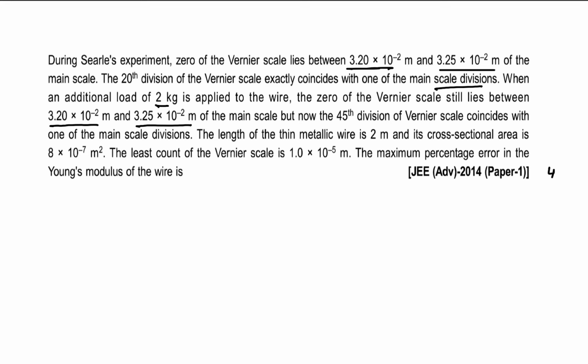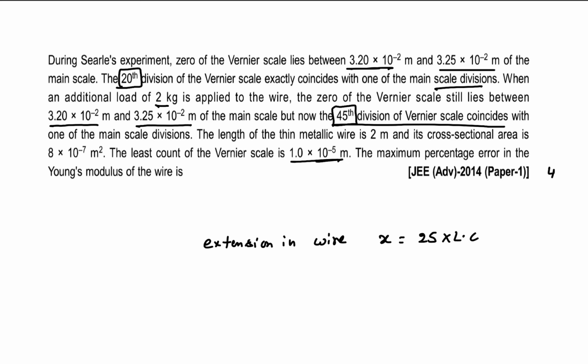But on the main scale, the 45th division of the vernier scale is coinciding. See here, earlier the 20th division was coinciding, now the 45th division is coinciding. Nothing but whatever the extension is there in the wire, let us consider x. That value is equal to 45 minus 20, that is equal to 25 into the least count.